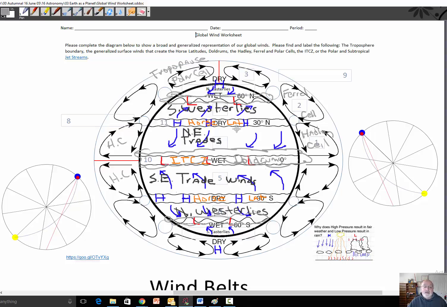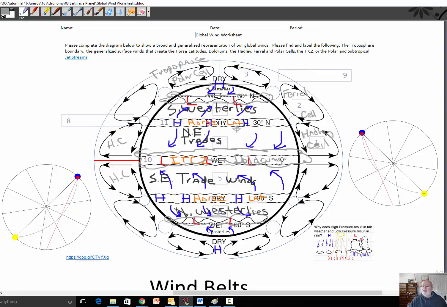6, we have the northwesterlies. And then 7, we got 8, we got 9. Where the heck is 9? I don't know where 9 is. 9's on there somewhere. 10 we have, 11 we have. Okay, and what we don't have, oh, there's 9.